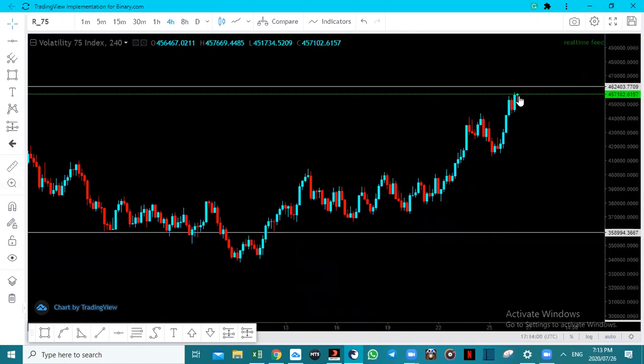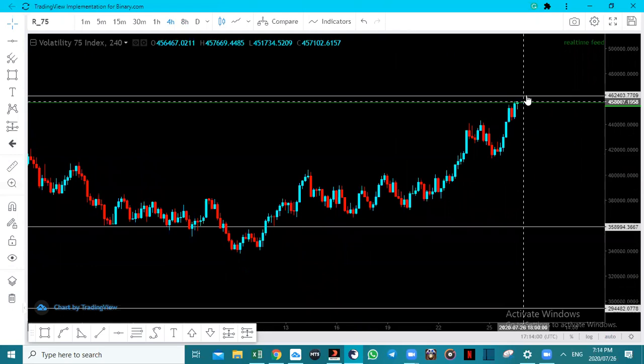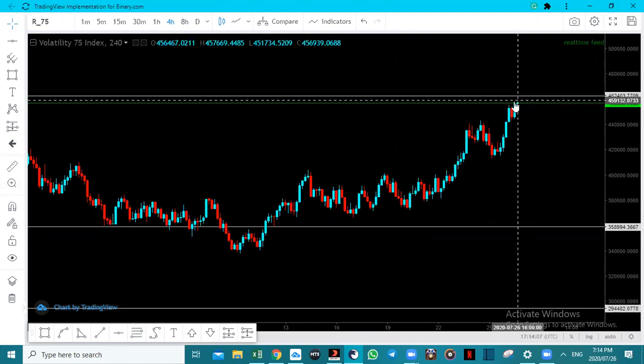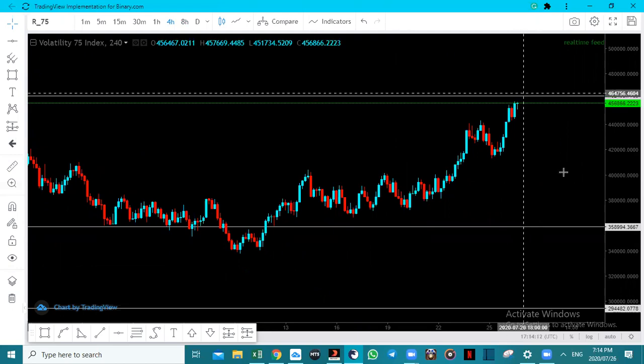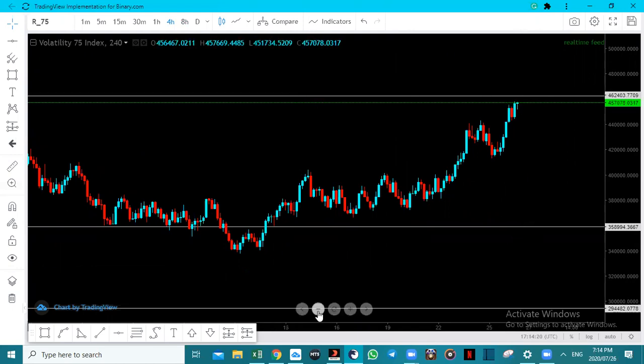Okay. So as you can see, price is approaching this zone here. What we show is that price is going to get up to that level. And what we want to do is identify a trading opportunity, either to sell this thing or to buy this thing. We're looking to either buy or sell VIX 75.